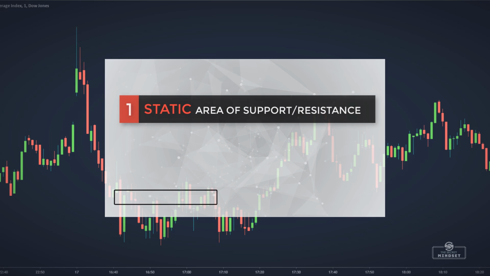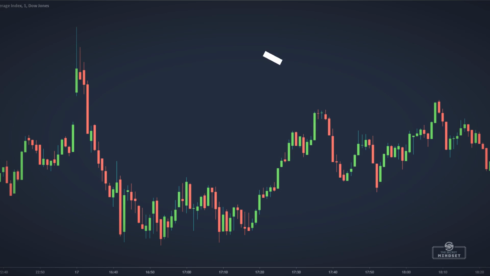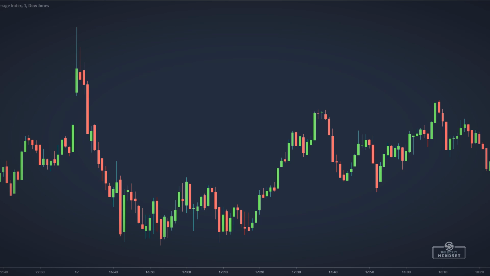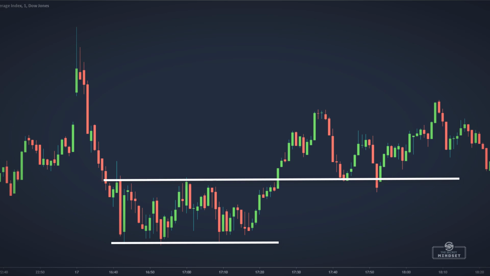First, we need an obvious area of support or resistance. Support and resistance is practically the foundation of technical analysis, and these levels serve as a starting point for developing an idea of what may happen next in what concerns the price movement. So we first look at recent market swings and try to spot areas of static support or resistance. As a rule of thumb, if the line includes 3 or more swing points, it means that the support or resistance level is more relevant.